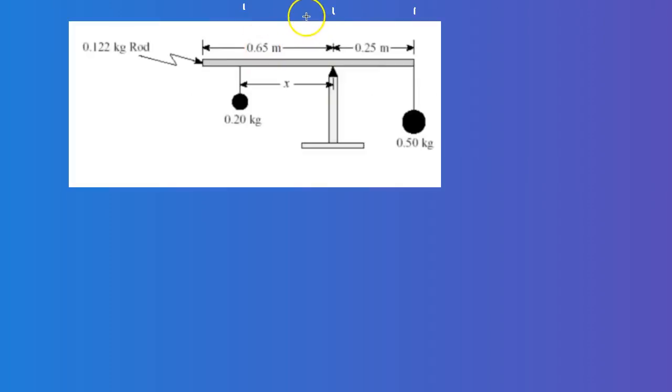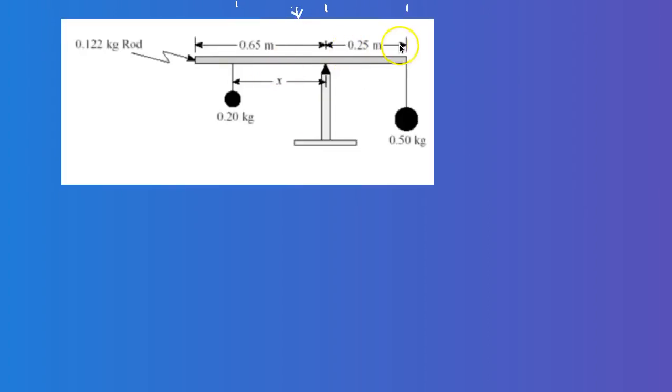And we also have the force from the weight of the rod, and we account for that at the center of mass of the rod. So if this total distance here is 0.9 meters, then the center of mass is going to be 0.45 meters away from the end, or 0.2 meters away from the pivot.